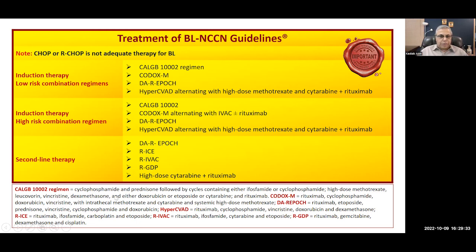And I've given you the drugs included in these therapies, so you can read it on your own. It's no use if I read these protocols. They are there for you to look into in detail later on, okay? And that is all for this lecture.